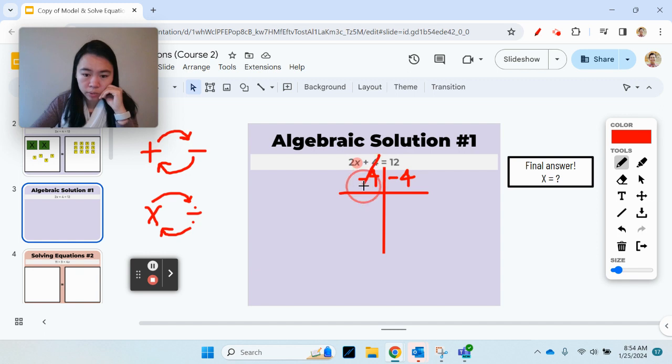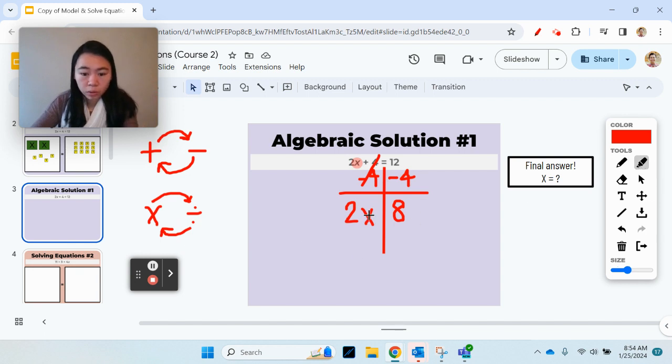4 minus 4, that's 0. So we're left with 2x. 2x equals 12 minus 4 is 8. Okay, 2x equals 8. We're not done yet because we want x to be by itself. Is there any more addition, subtraction? Nope. Now we're going to move on to multiplication, division.